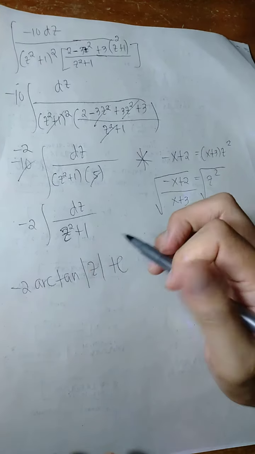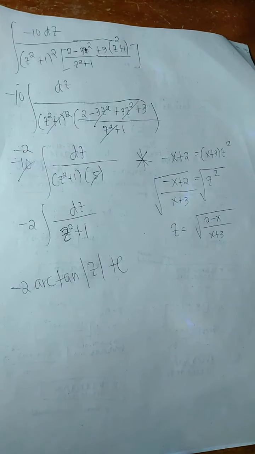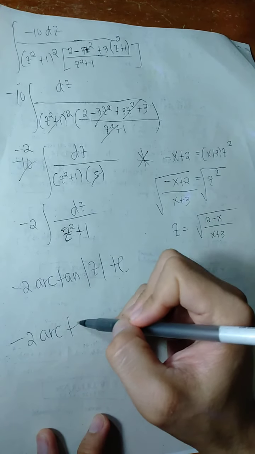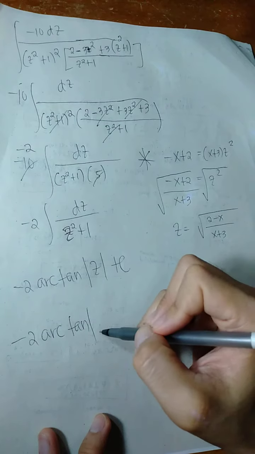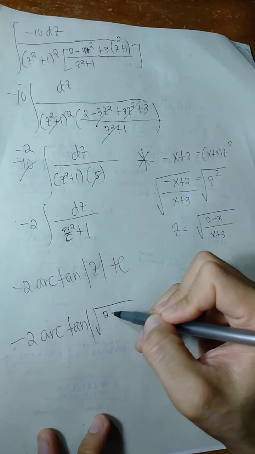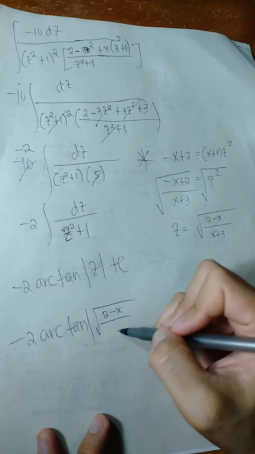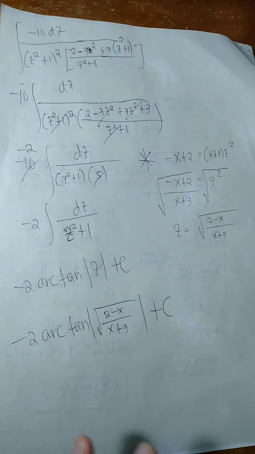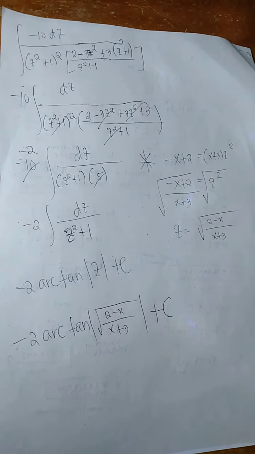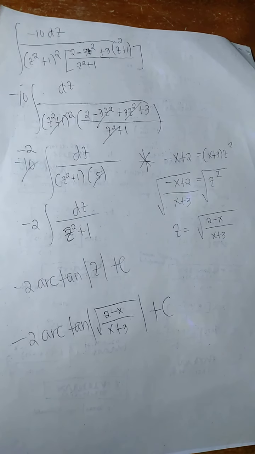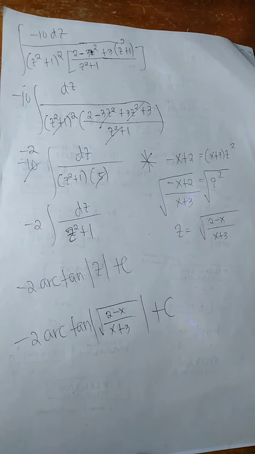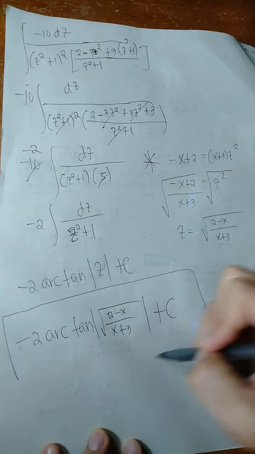Then, i-plug in nyo na lang dun. So, our final answer is negative 2 arctangent of z, which is the square root of 2 minus x over x plus 3 plus c. So, check natin yung, so, ayan. So, this will be our final answer. Chinik ko lang tama. Ayan.